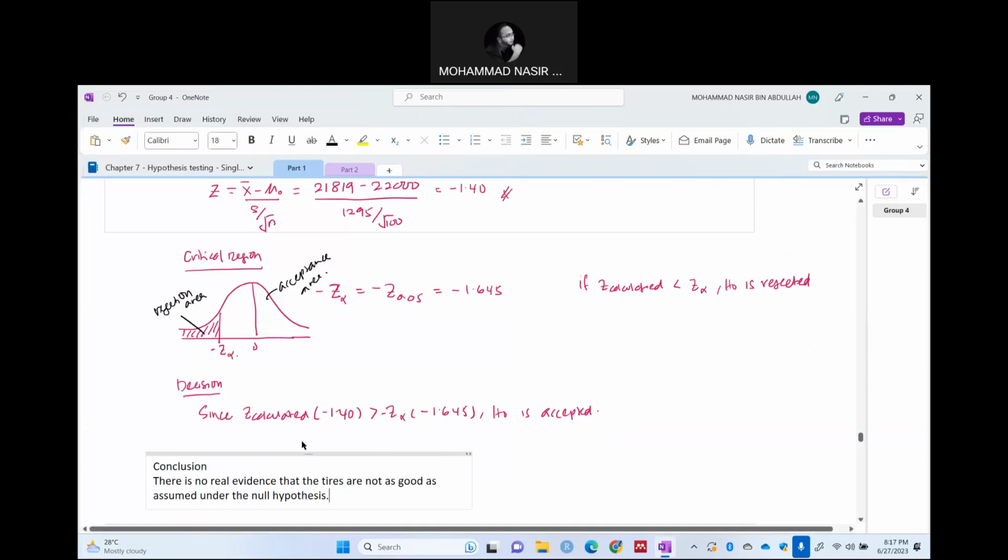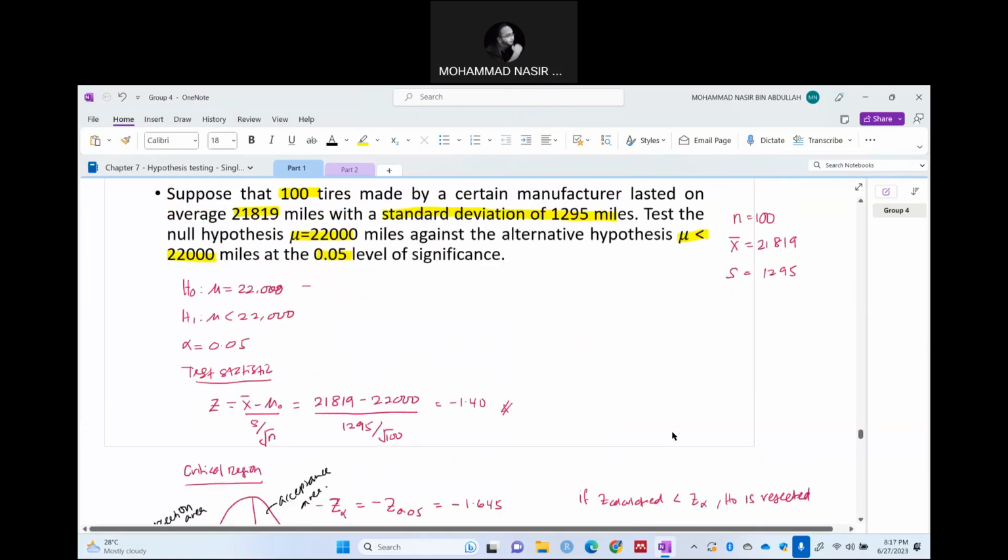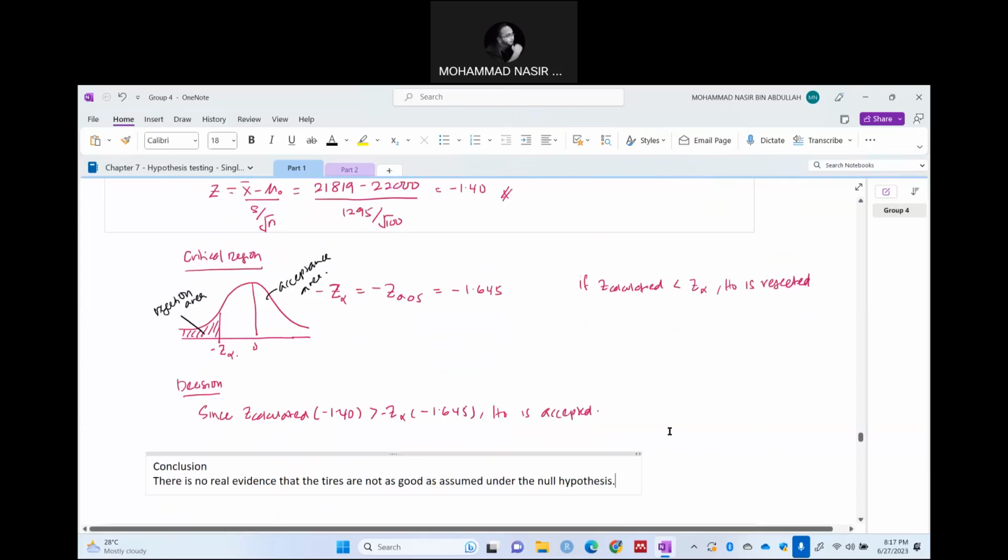Right, so this is the conclusion. We conclude based on the null hypothesis. The null hypothesis is that the mean is equal to 22,000.